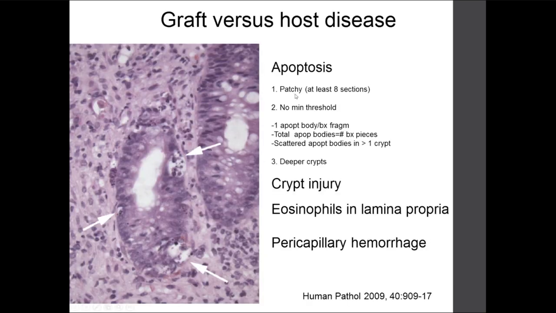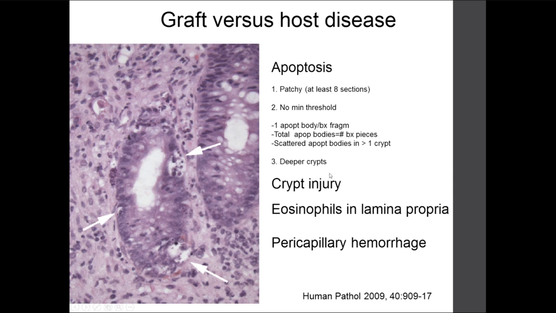Graft versus host was our diagnosis on that case, and it occurs in patients that undergo bone marrow transplant, stem cell transplantation. Classically, they will present with apoptosis. They can have crypt injury. They can have eosinophils in the lamina propria, and some papers will highlight the pericapillary hemorrhage. I'm not sure I pick up on this feature a lot.